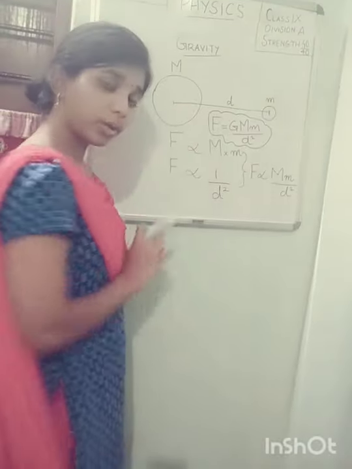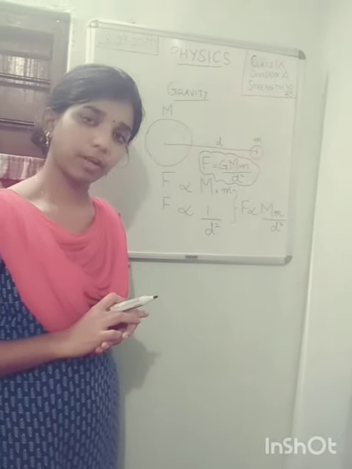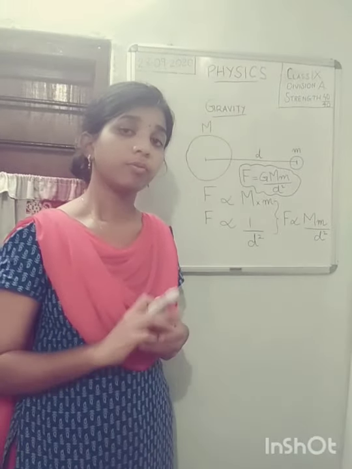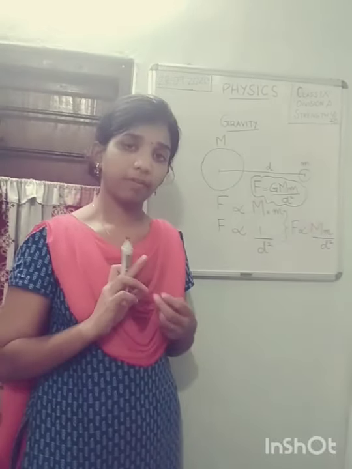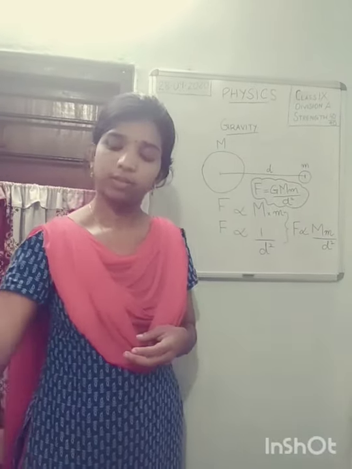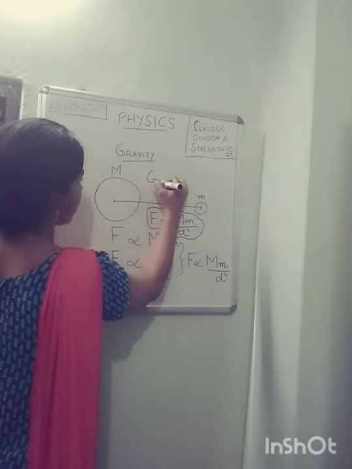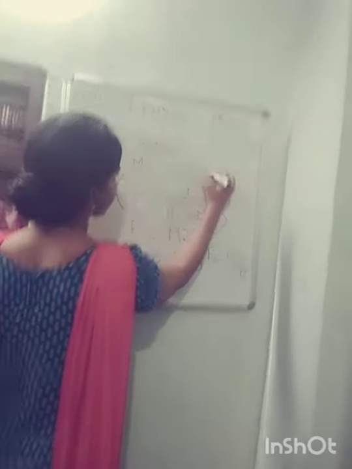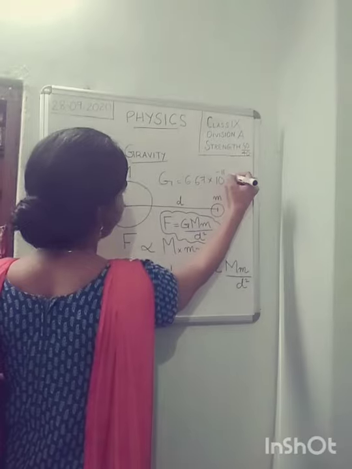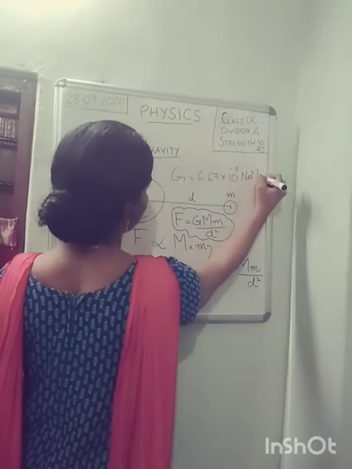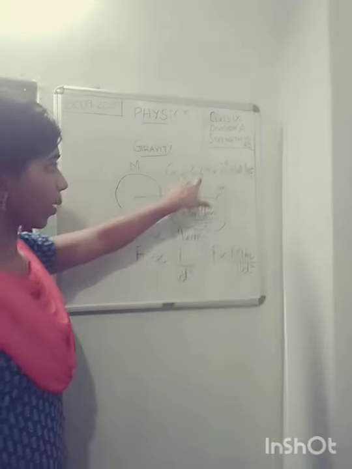And it has a value. Do you know what is its value? And do you know who proposed this value? You have to find which scientist proposed the value of universal gravitational constant. So the value of G comes to be 6.67 into 10 raised to minus 11 Newton meter square per kg square. Do you get it? This is the value of G.